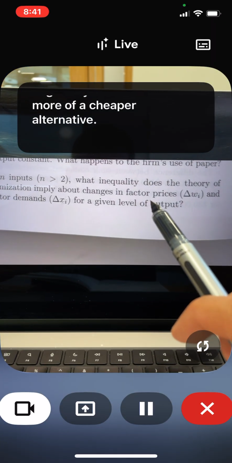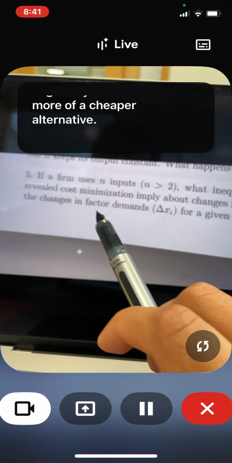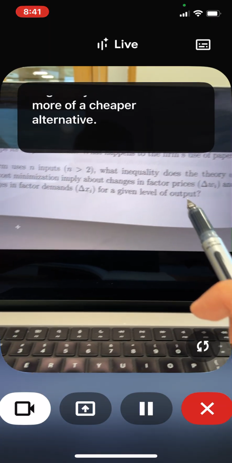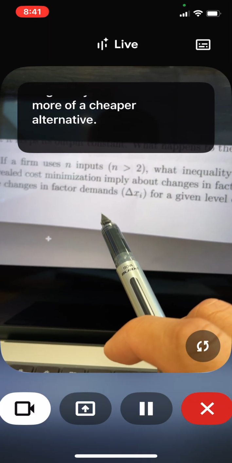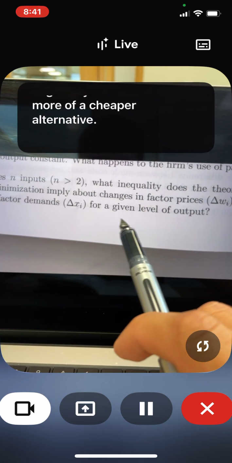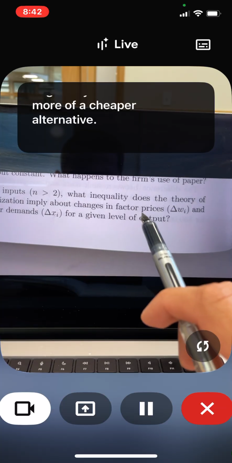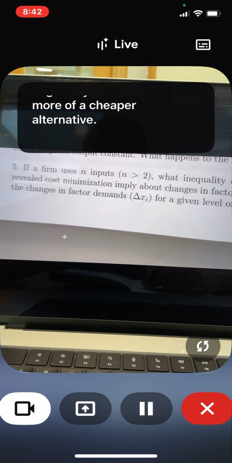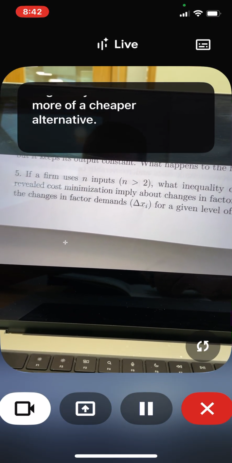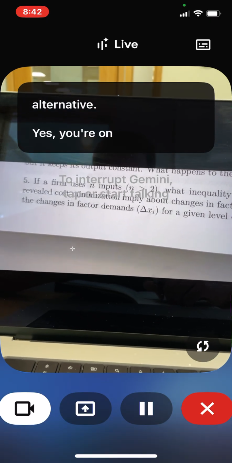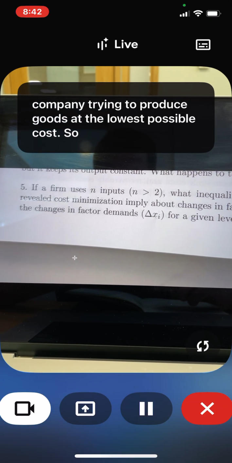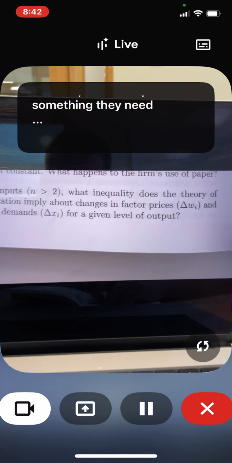Okay, so now going back to this problem, if a firm uses n inputs more than 2, what inequality does the theory of revealed cost minimization imply about changes in factor prices, that delta, the changes in factor demands, so prices and demands for a given level of output? So can you first tell me what the theory of revealed cost minimization is? Is that what you were just explaining? Yes, you're on the right track. Revealed cost minimization is all about a company trying to produce goods at the lowest possible cost. Okay. So how would I go about actually creating this inequality?